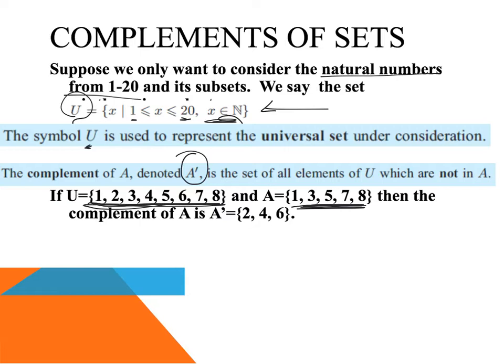Then the complement of A, or A prime, would be everything that's in our universal set, everything in U that's not in A. So 1 is in A, so it's not in the complement of A. 2 is not in A, so it is part of the complement of A, or what we call not A. I like to just refer to the complement of A as it's not A. It's whatever's not in set A.